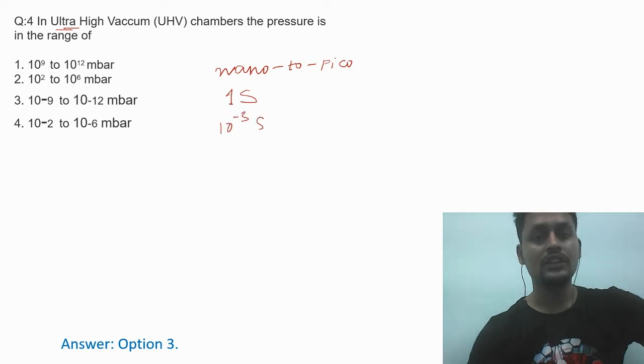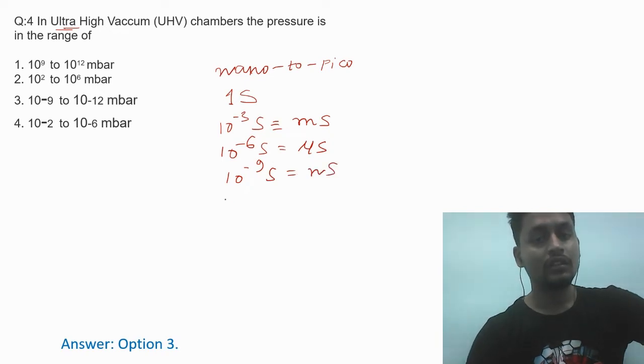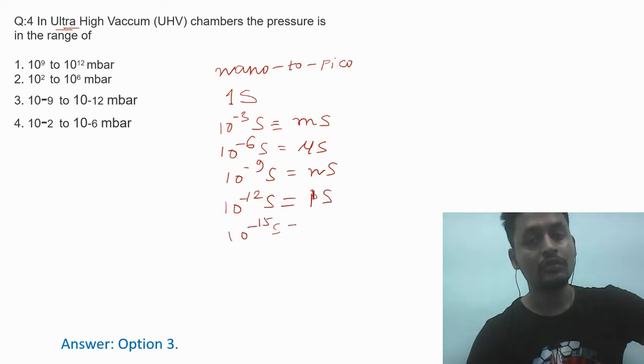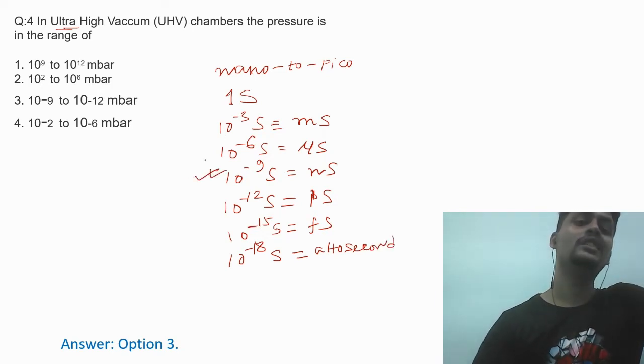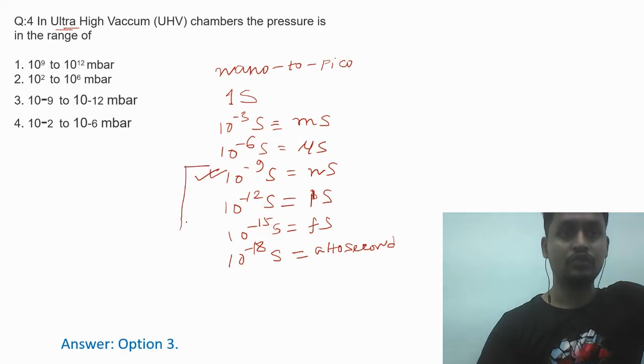If this is 10 to the power minus 3 second, it is called millisecond. If this is 10 to the power minus 6 second, that is called microsecond. If this is 10 to the power minus 9 second, it is called nanosecond. 10 to the power minus 12 is normally called picosecond, 10 to the power minus 15 is normally called femtosecond, and 10 to the power minus 18 is called attosecond. Right. From nanosecond onwards, people normally say this is an ultra fast process or ultra high.